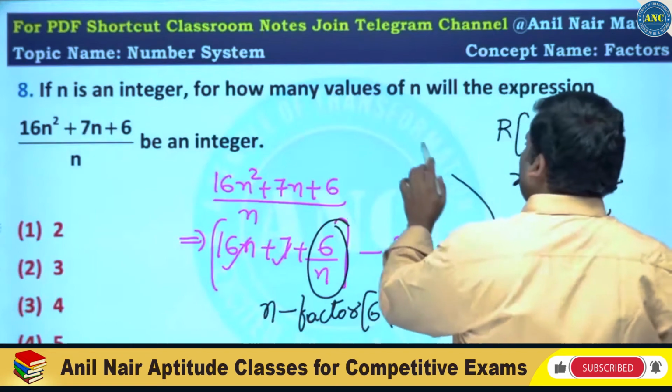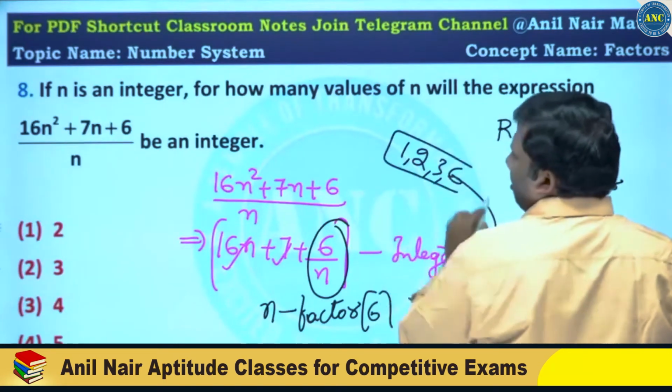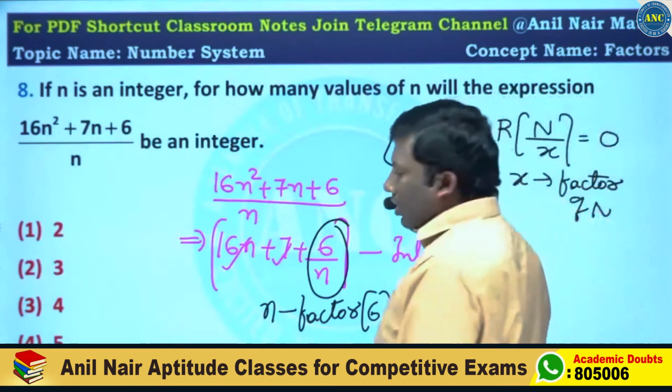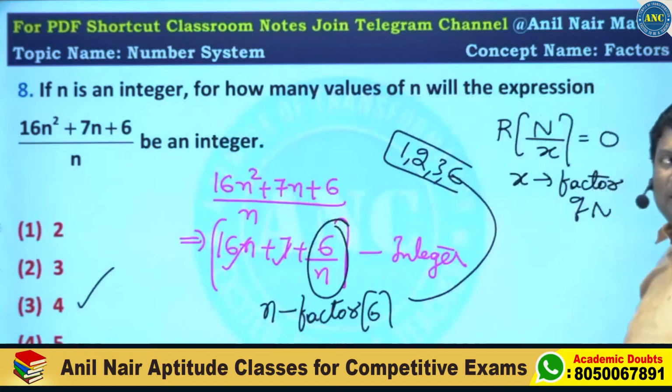So what are the factors of 6? 1, 2, 3 and 6. So how many values can n take such that this expression will be an integer? Answer is 4.